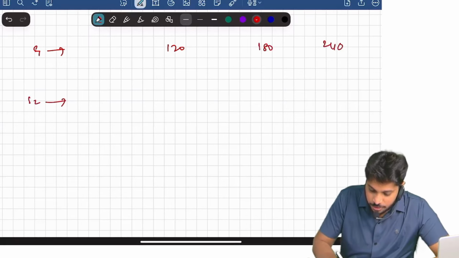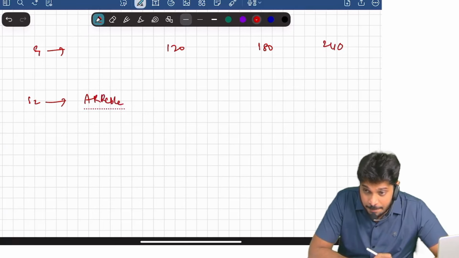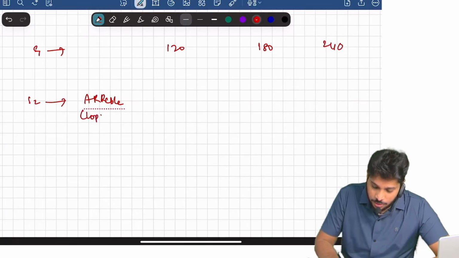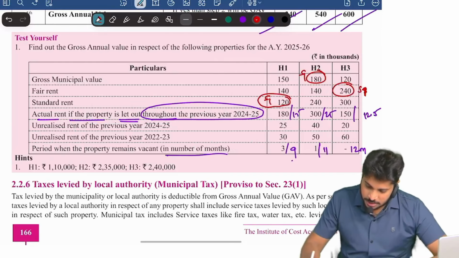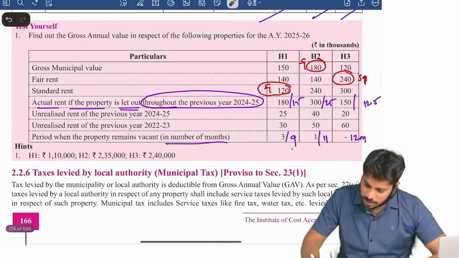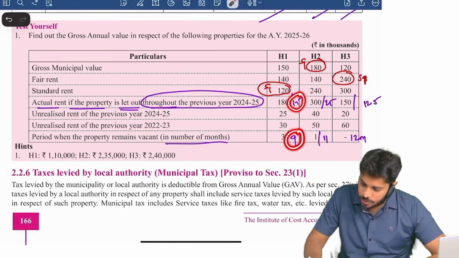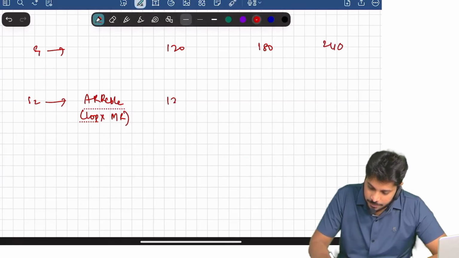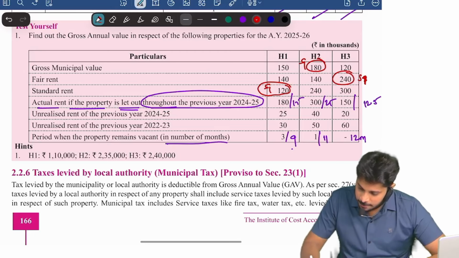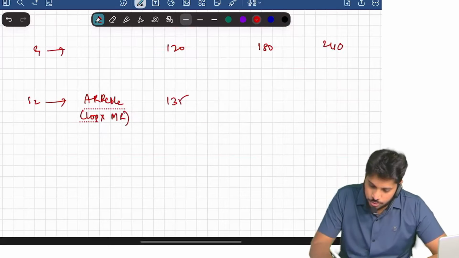Then step number 2, actual rent receivable. Receivable means what? Let out period multiplied by monthly rent, correct? Now a let out monthly rent is what? Your 15. Let out period is what? 9. 15 into 9, 135, correct? 135. Then 25 into 11, 275, correct?